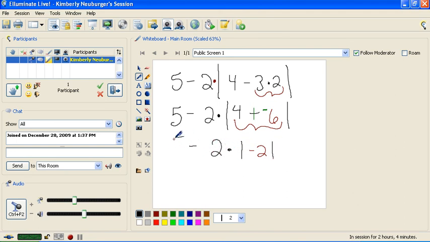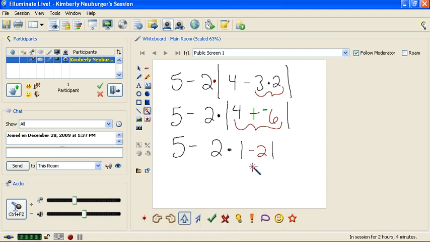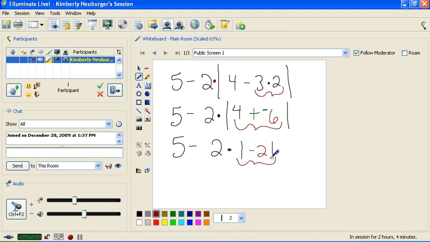Now that we are down to one value inside the absolute value, you can actually answer the question of how far from 0 is this value. And negative 2 is 2 away from 0. So this absolute value of negative 2 will turn into a positive 2. And then you still are multiplying that by the 2 in front.